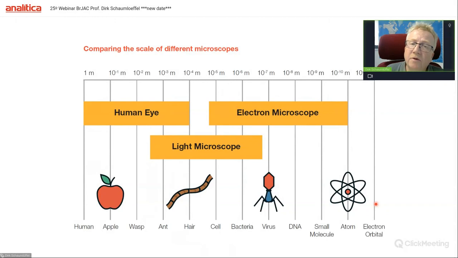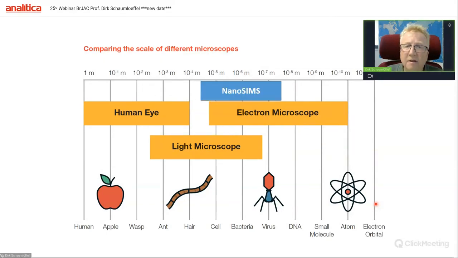So to talk about the resolution again, to situate the NanoSIMS technique between the human eye, electron microscopy and light microscopy: the NanoSIMS has a spatial resolution of the image that is not as good as electron microscopy, but in the same area, in the low resolution area of electron microscopy. So it is in the area of cells and bacteria, you can say.